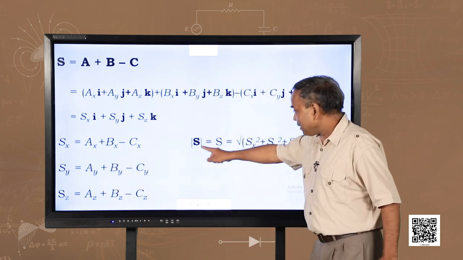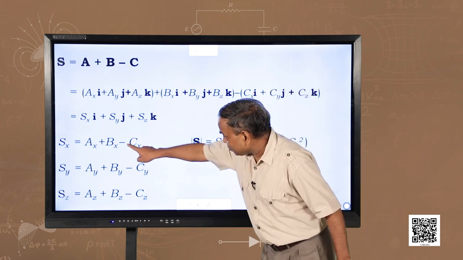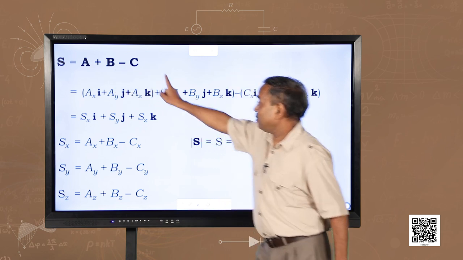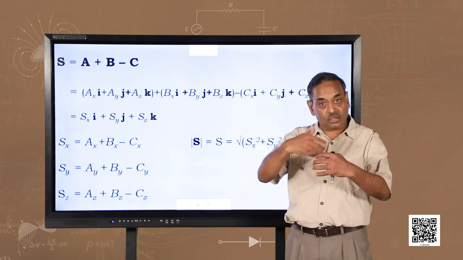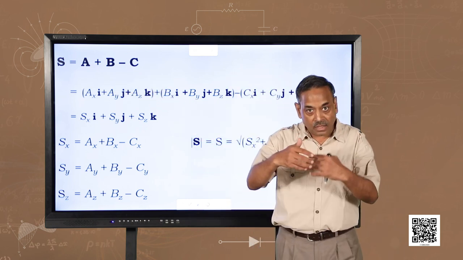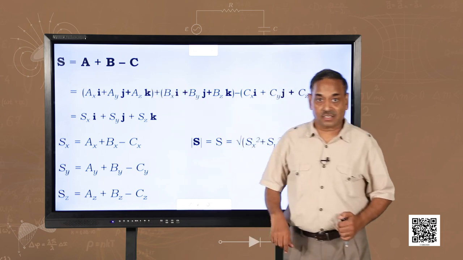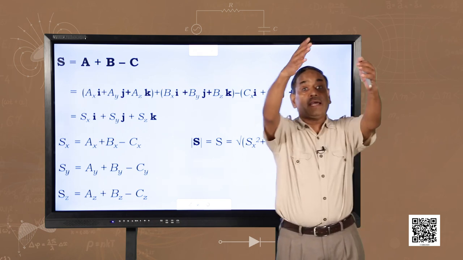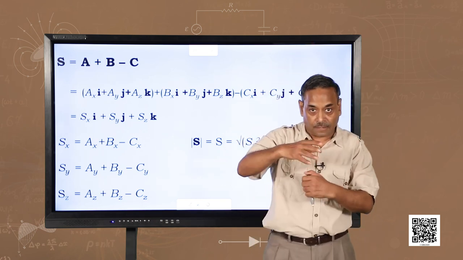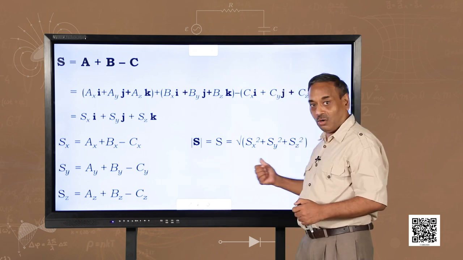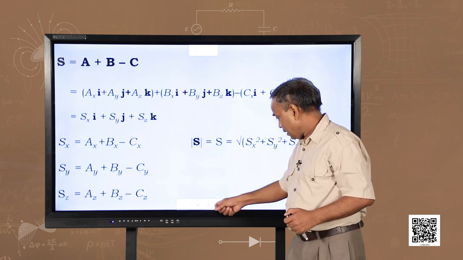And the magnitude of S. See, remember here S is equal to A plus B minus C. So this is how you can do the vector algebra, addition and subtraction of more than two vectors. There may be n number of vectors one after the other. So this is how you can calculate the whole mathematics of it.